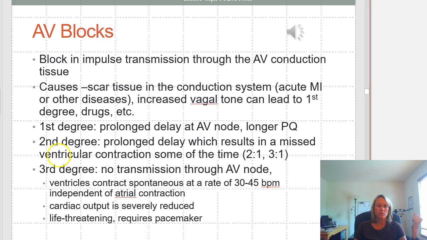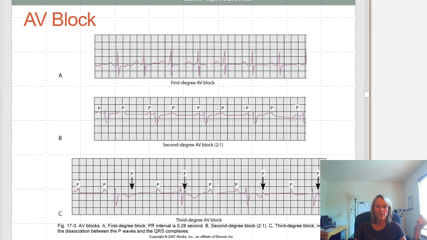Okay, so let's describe the different types of AV block. First degree, we just have a prolonged delay in the AV node, and we see just a longer interval. I think this is shown here. So with first degree block, if we measured the PR or PQ interval, we just see it's longer than what is expected or predicted.